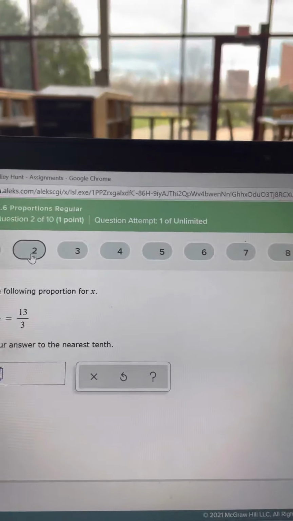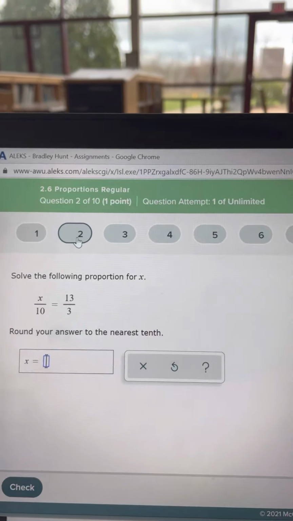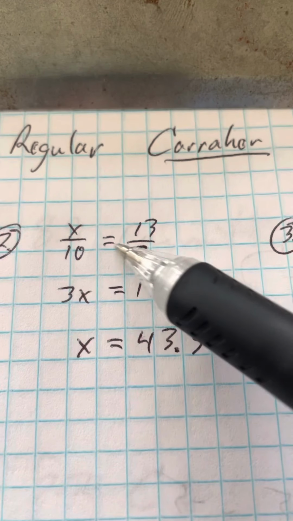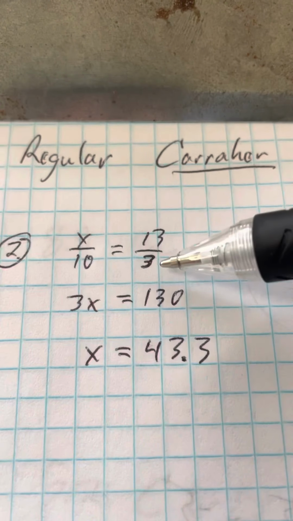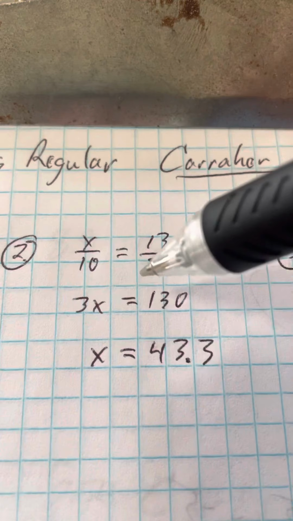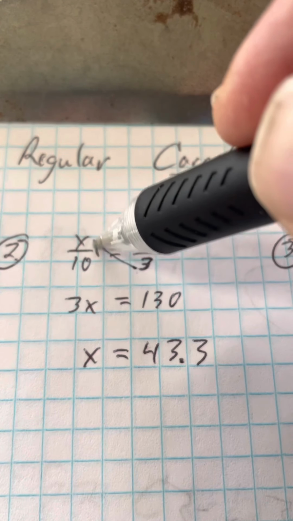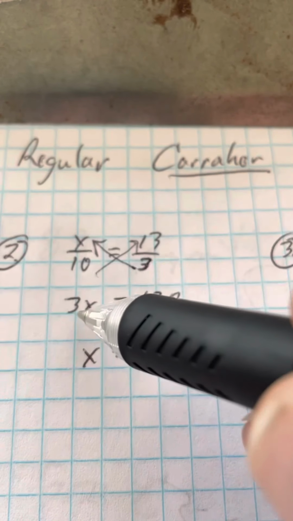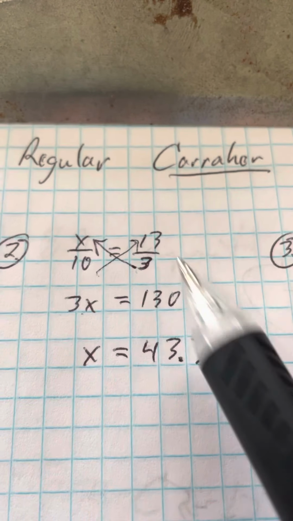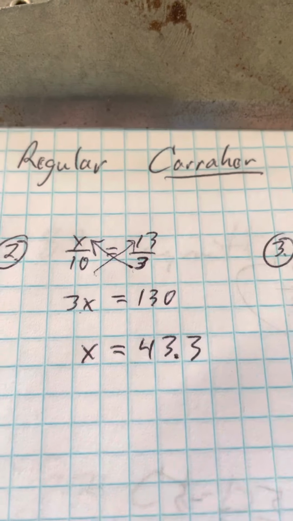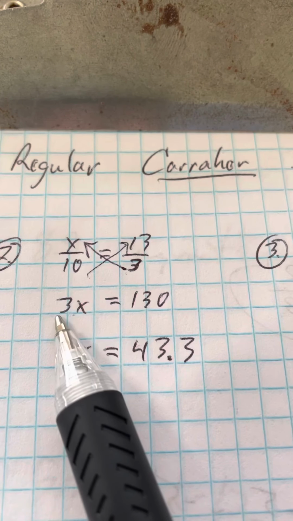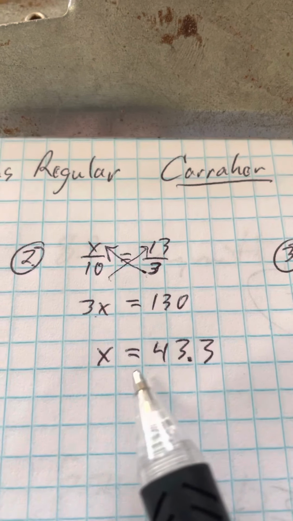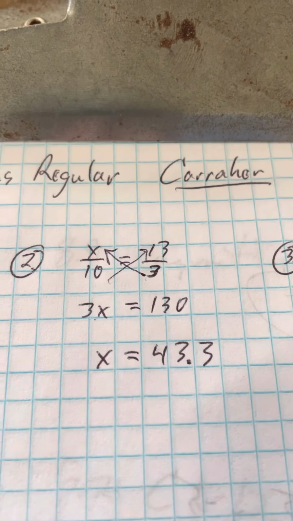Number two, we have this proportion. I've written that proportion down right here. I take 3 times x. I usually like to go up, so I like to go this way with my cross multiplication. So 3 times x, 3x. 10 times 13 is 130, so that goes on this side. I divide both sides by 3, so 130 divided by 3. I end up getting 43.3, and that's going to be rounded to the nearest tenth.